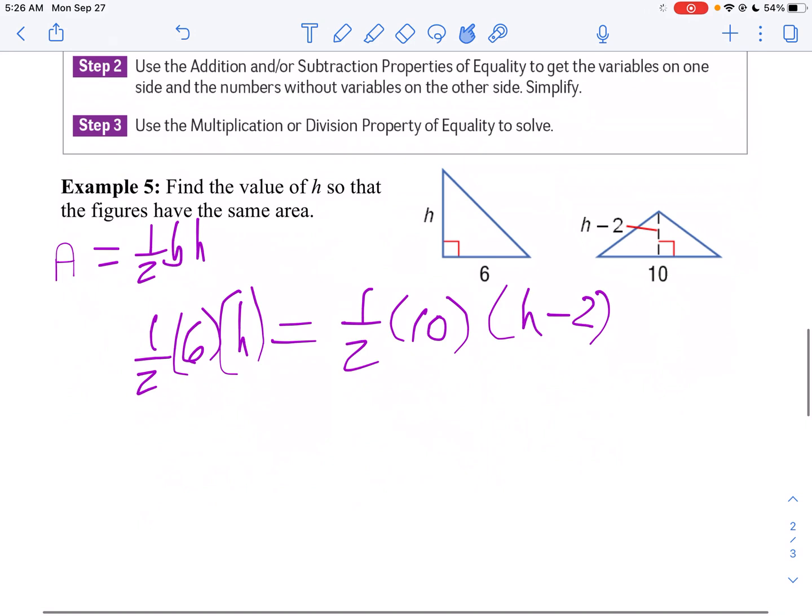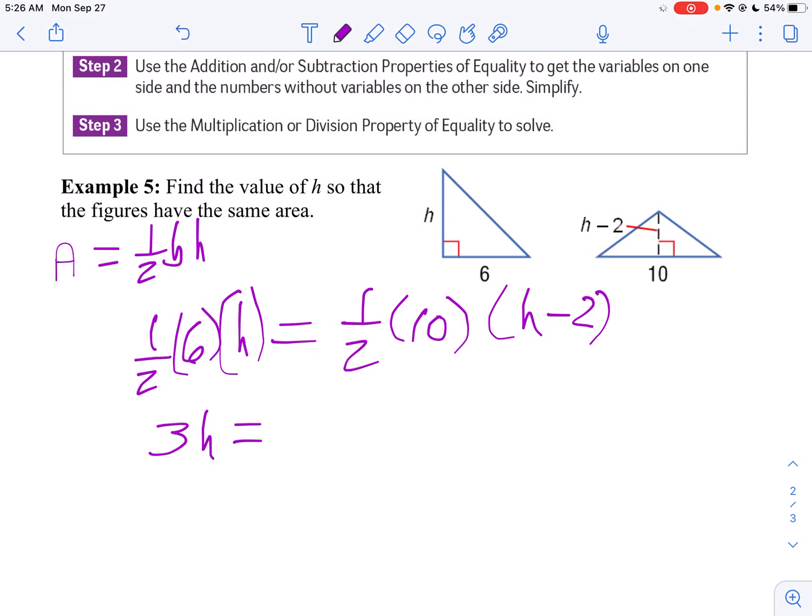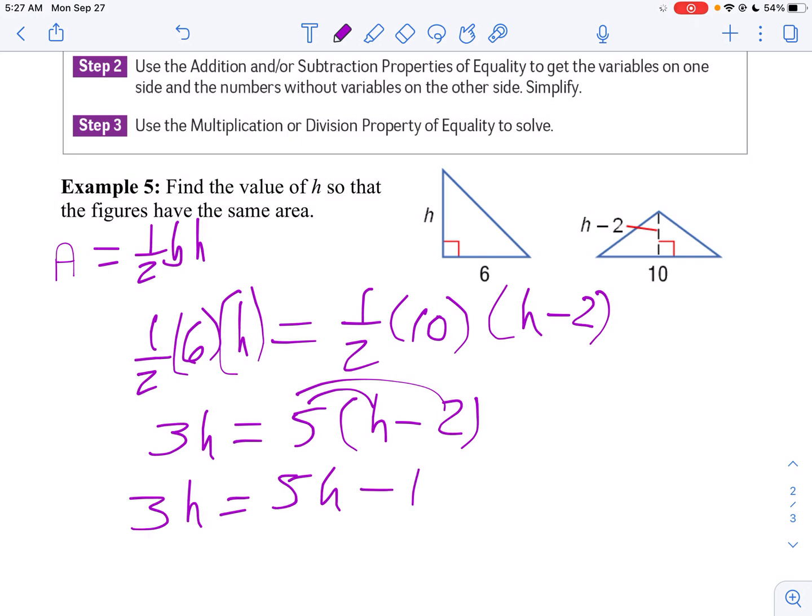On the left side, half of 6 is 3h. So I'm going to say 3h equals. On the right side, half of 10 is 5. So with 5, I'm still going to distribute that 5 inside the parentheses. So we're not quite done. So we're going to say 3h equals 5h minus 10.